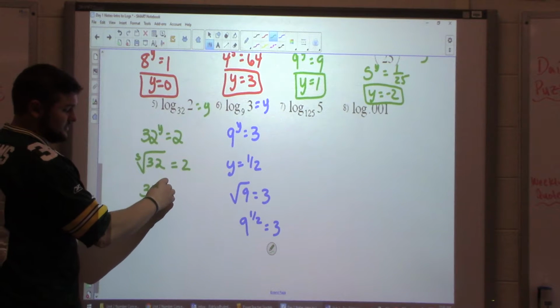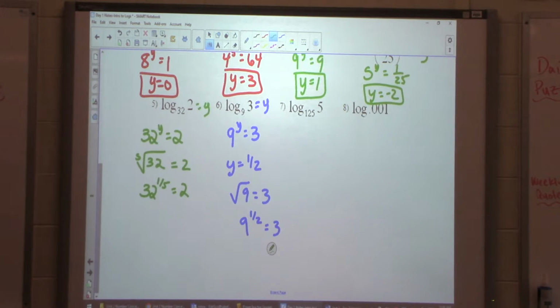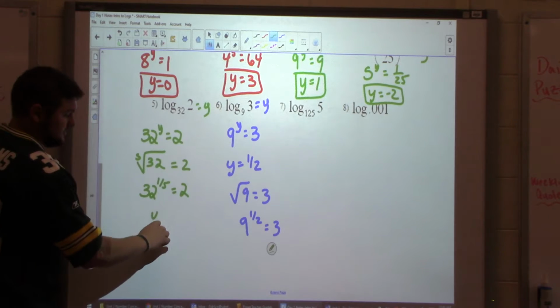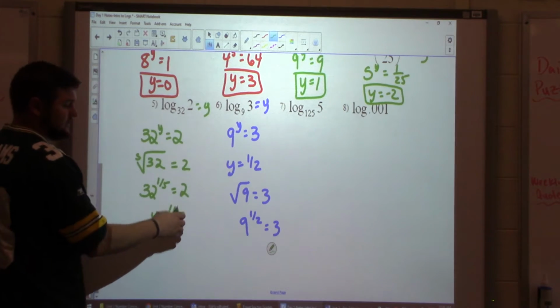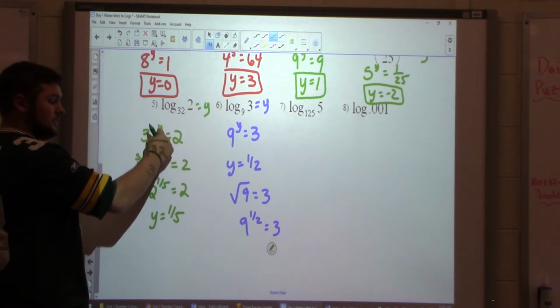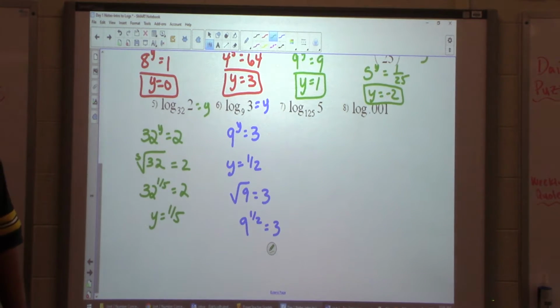Well, the fifth root is the same as 32 to the 1/5. So what does my exponent have to be then? 1/5. So if you think about it as 2 to the 5th gives me 32, then 32 to the 1/5 has to give me 2. So work it backwards if you need to. Let's try it one more time.